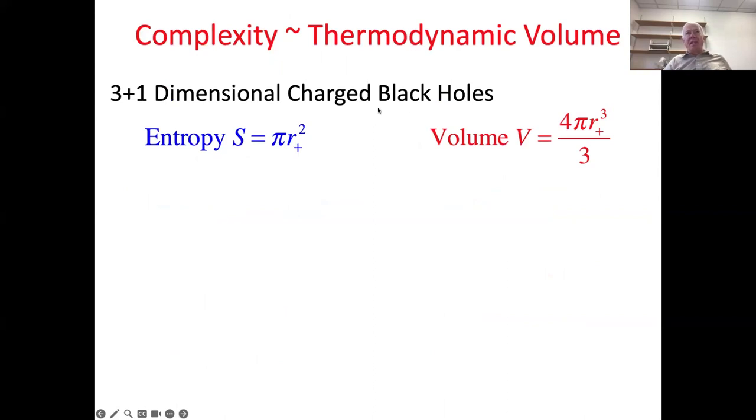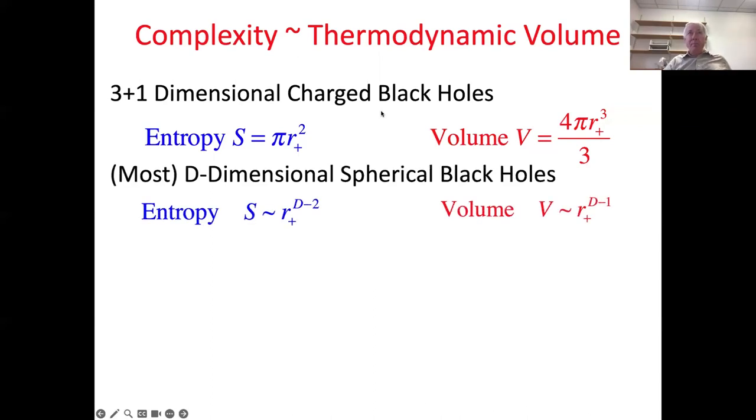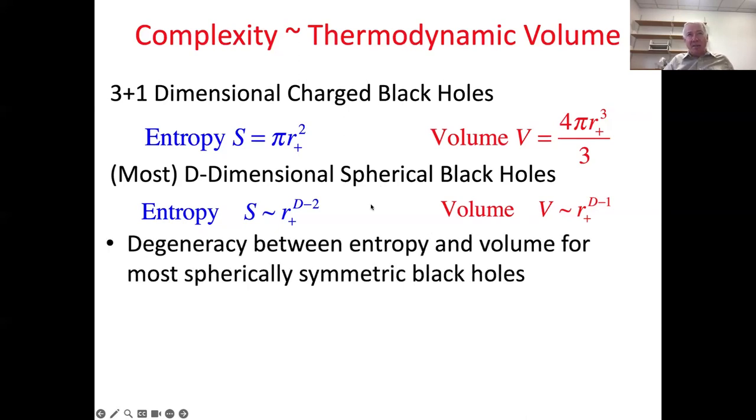Why is this relevant, and how does it connect with what was found before? Well, if you remember, for charged black holes, the entropy goes like r plus squared in 3 plus 1, a quarter of the area, and the volume goes like r plus cubed. These two are not independent quantities, and for most, not all, but most spherical black holes in D dimensions, and certainly the ones that were looked at earlier, they are not independent. They both have a scaling property with respect to r plus. There's a degeneracy between them.